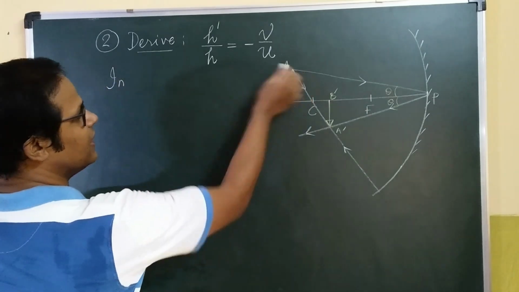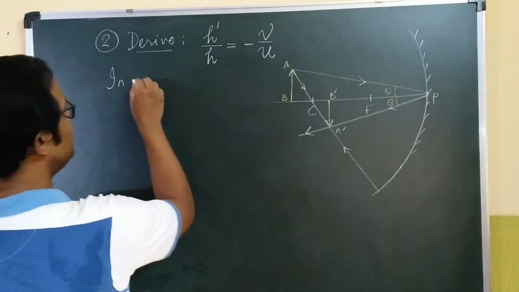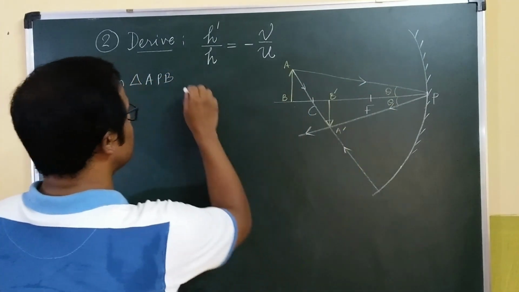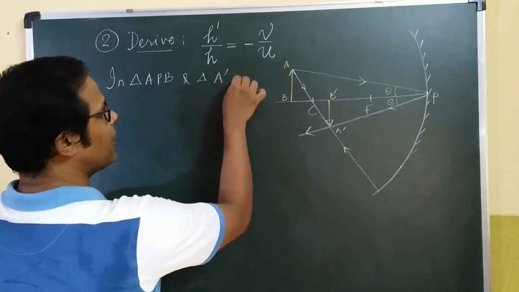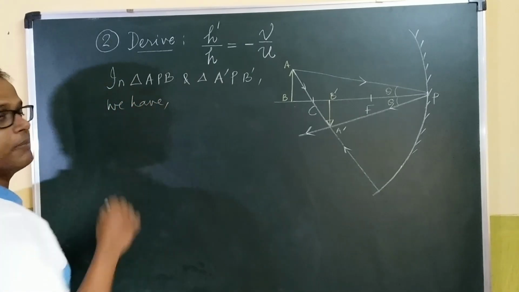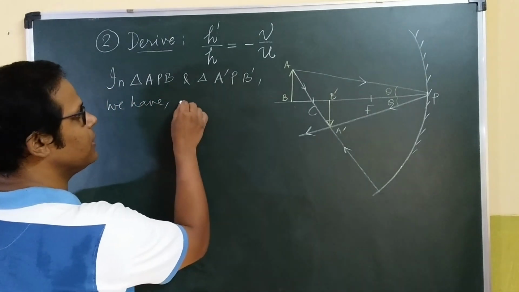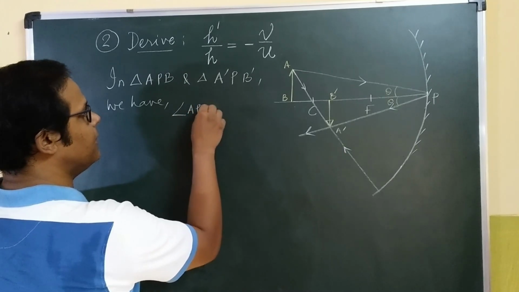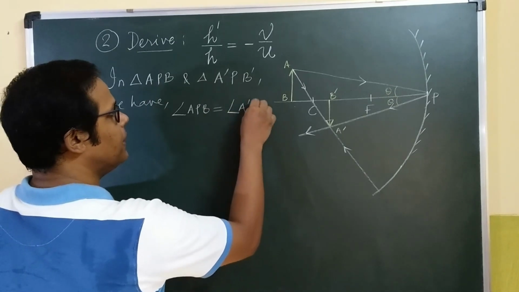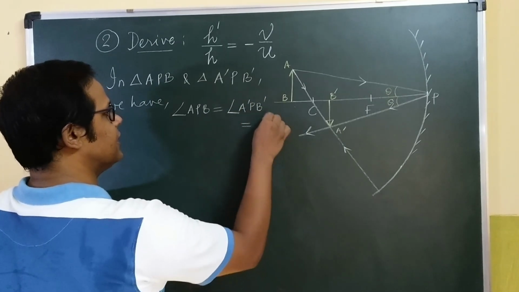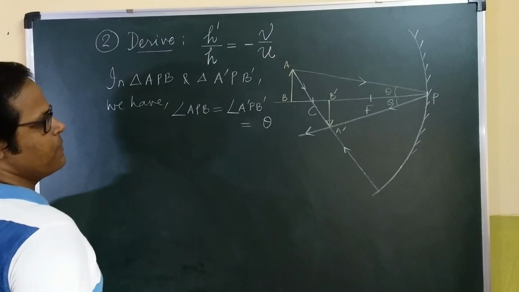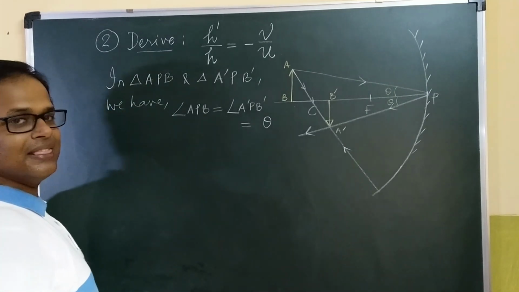Very, very simple. In triangle APB and triangle A prime PB prime, we have, my dear students, I hope you are following. Very simple. Angle APB should be equal to angle A prime PB prime, and both, let us take a common symbol, both are equal to some theta. Alright? Okay. Now let us quickly see how to write the tan theta out of this.